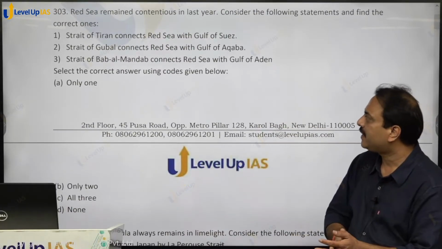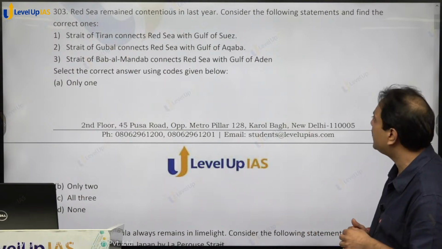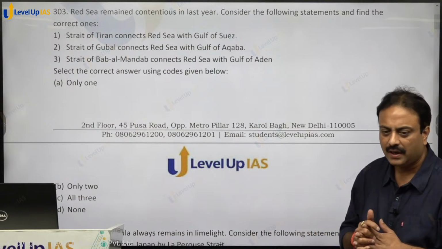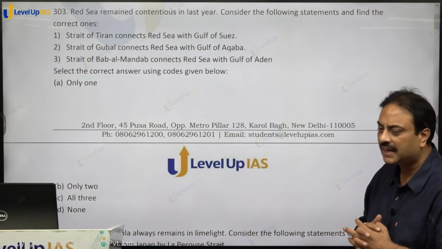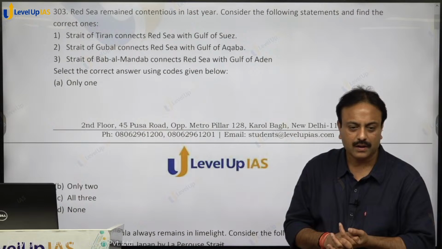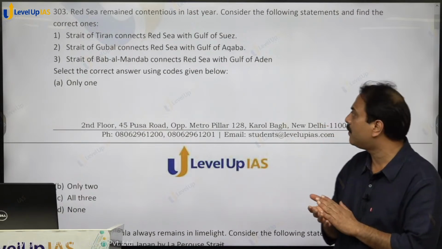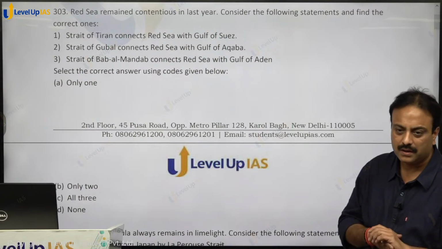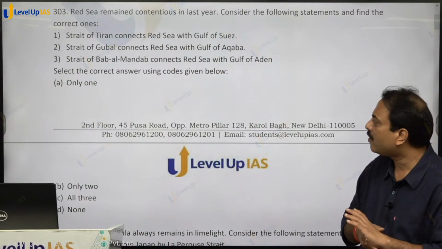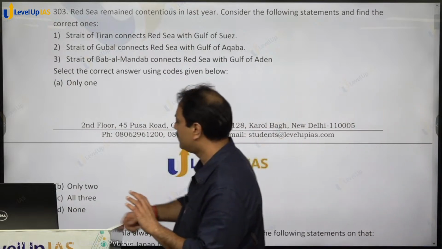Red Sea remained contentious in the last year. Consider the following statements and find the correct ones. Strait of Tehran connects Red Sea with Gulf of Suez. Strait of Gubal connects Red Sea with Gulf of Aqaba. Strait of Bab al Mandab connects Red Sea with Gulf of Aden. Yes.